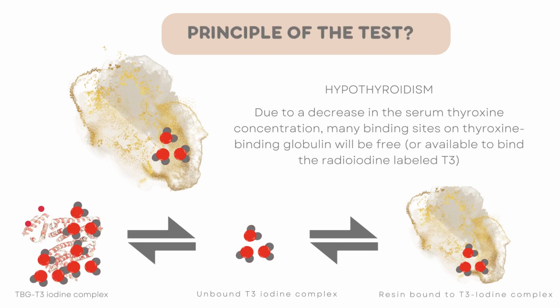Now let us assess our understanding of this test in another case scenario. What will be the expected T3 resin uptake in a patient with hypothyroidism? It is important to realize that in hypothyroidism, due to a decrease in the serum thyroxine concentration, many binding sites on thyroxine-binding globulin will be free or available to bind the radioiodine labeled T3. Consequently, a larger fraction of the radioiodine labeled T3 will be bound to thyroxine-binding globulin, and correspondingly, less will be bound to the resin. The measured radioactivity of iodine on the resin will therefore be low. This will be interpreted as a low T3 resin uptake.